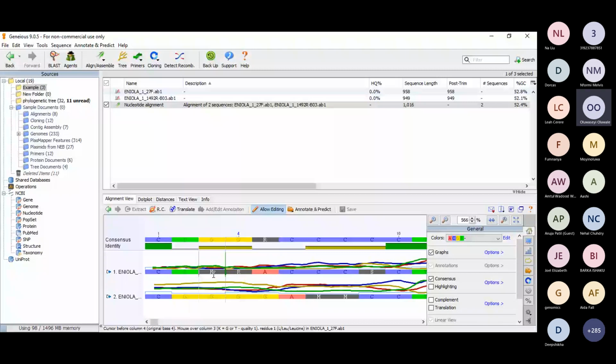So let's proceed. When you place your cursor on K, you will see something like mouse over column. K is either G or T, quality minus 1. So it means K is either G or T. Now remember, in DNA we have A, C, T, G. A is adenine, G is guanine, C is cytosine, and T is thymine. That is what makes up the entire genetic structure of an organism or a particular gene.